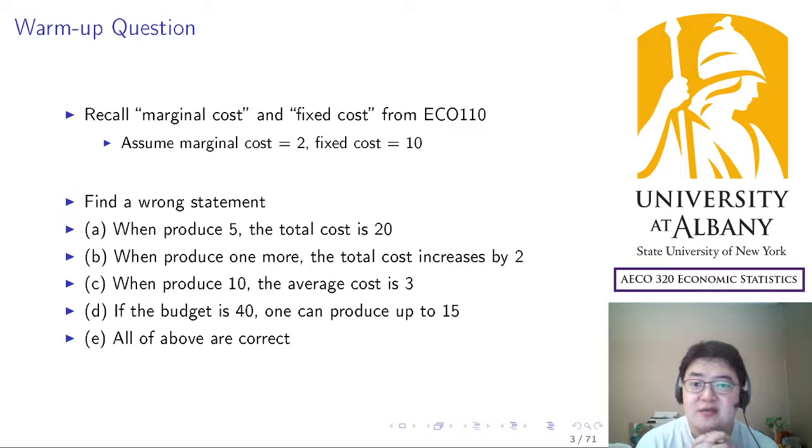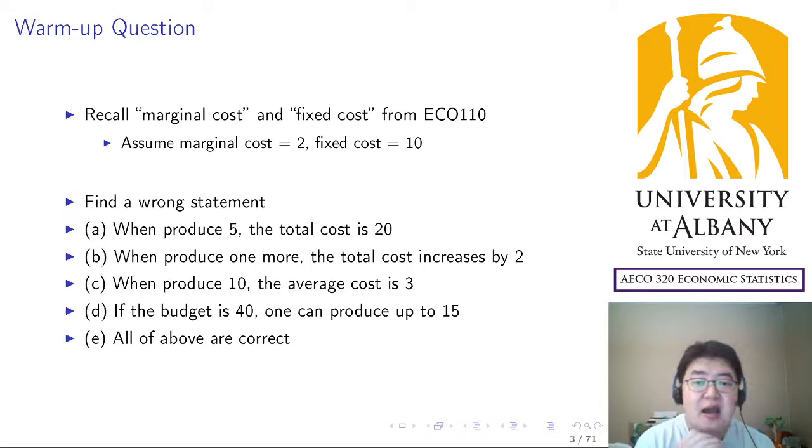So we are going back to microeconomics, the very basic microeconomics, say 110, I believe. I'm not sure about the catalog number. So in introductory microeconomics, you have learned two components of the cost function. One is the marginal cost, and the other is the fixed cost. So let me use this example.